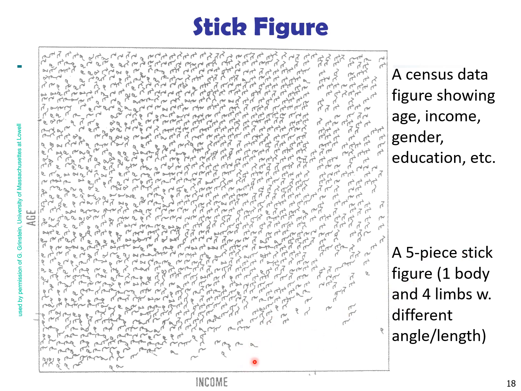So each figure will have the body and 4 limbs. So it will have the body and the hands, the arms and the legs. And for the arms and the legs and the body, we will have angle information and we'll have length information. And this will encode other information from the data. So it's not only about income and age, there is more encoding here within the stick figures.